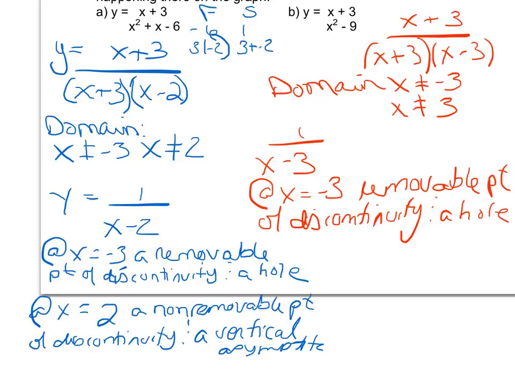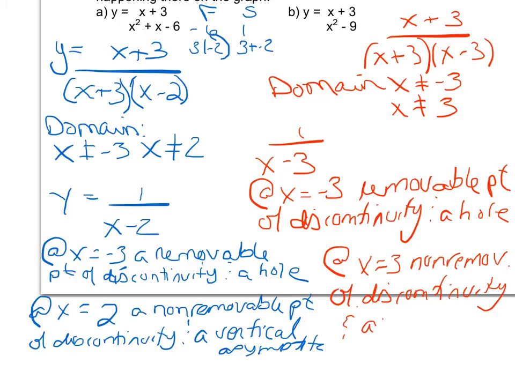While at x equals 3, because x equals 3 is still a problem, it would still make my denominator 0. So at x equals 3, I have a non-removable point of discontinuity and a vertical asymptote.